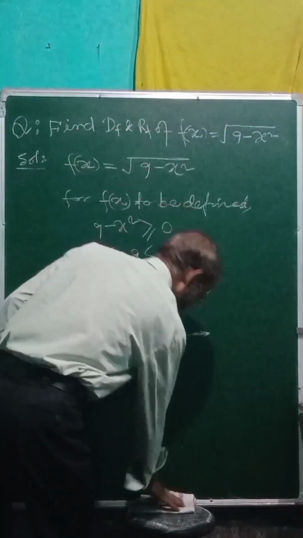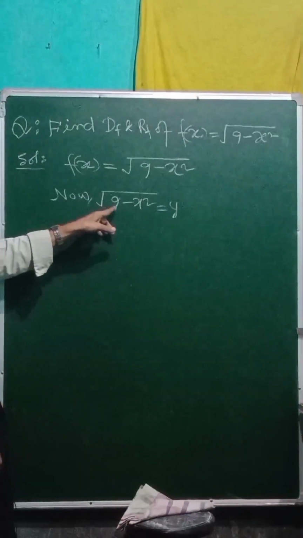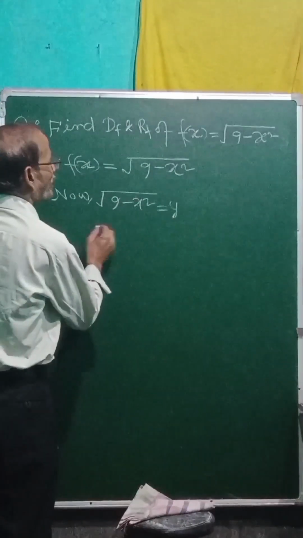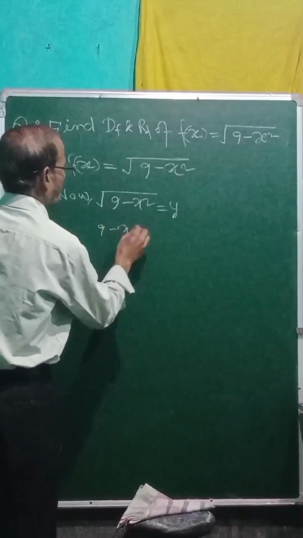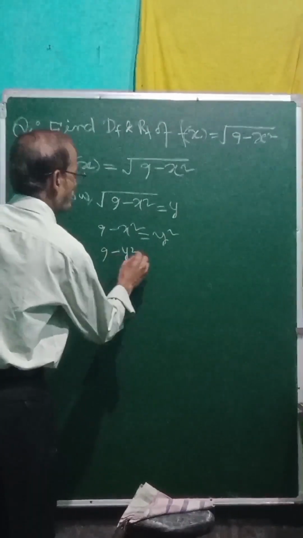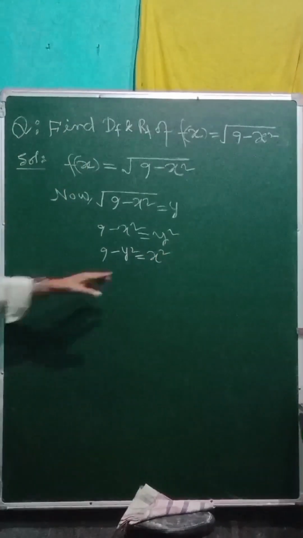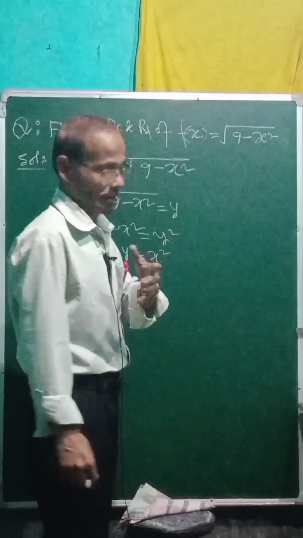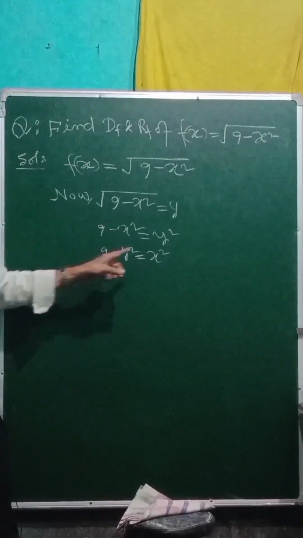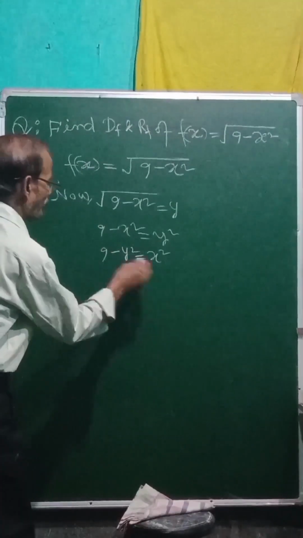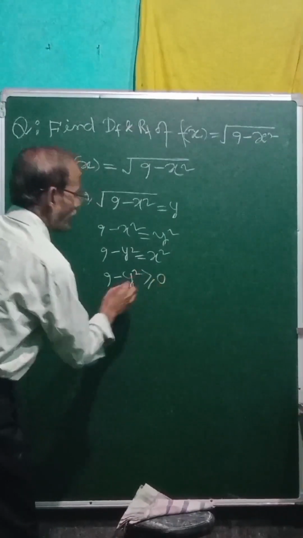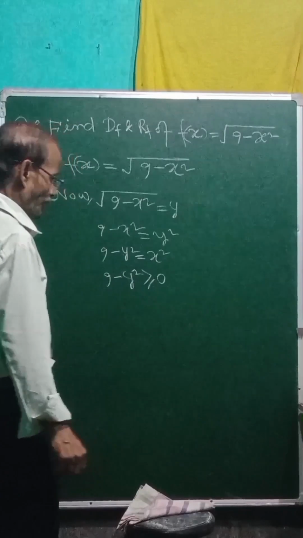Now about the range. Now y equals root over 9 minus x square, because f(x) equals y. So by squaring, 9 minus x square is equal to y square. 9 minus y square is equal to x square. But x square is equal to or greater than 0, so we can replace x square with that inequality condition: 9 minus y square greater than or equal to 0.